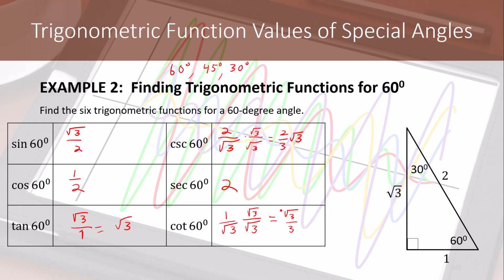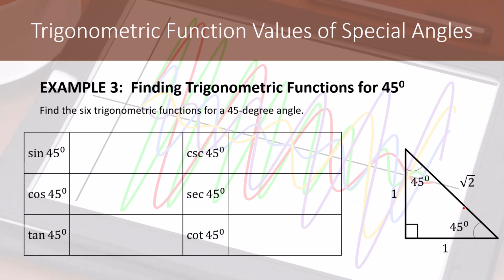Okay, so that takes care of our 60-degree angle. Let's move on to our 45-degree angle. And this is the 45, 45, 90 triangle, which also was probably introduced to you when you took your first geometry course. What is the sine of this angle? Well, that's going to be opposite divided by hypotenuse, 1 divided by the square root of 2. Once again, we cannot have a radical for a denominator, so when I rationalize this, I'm going to have the square root of 2 over 2.